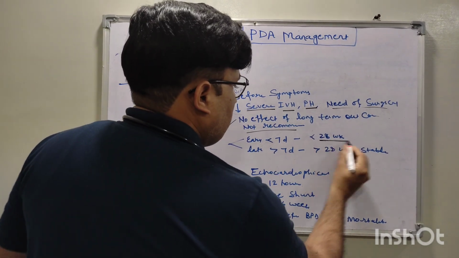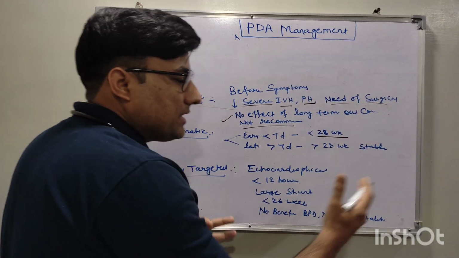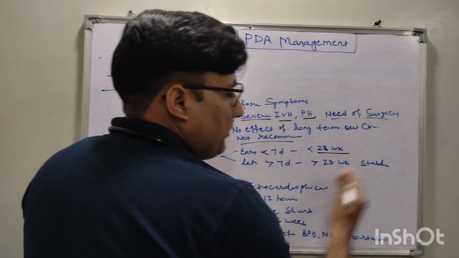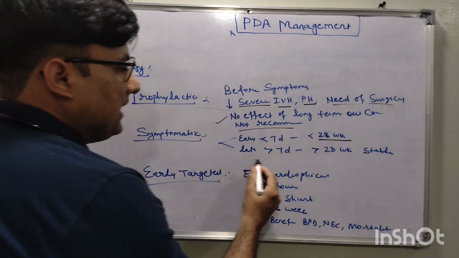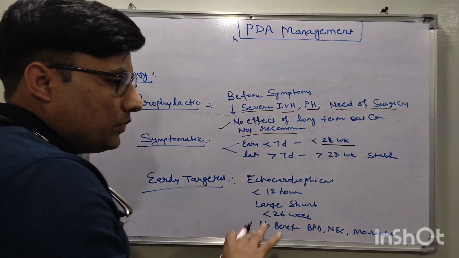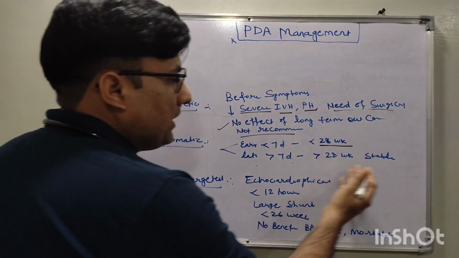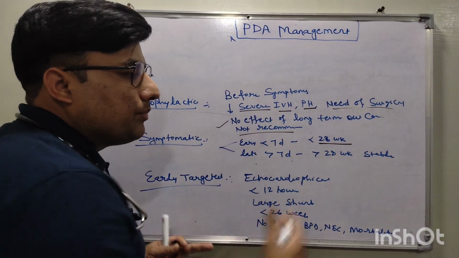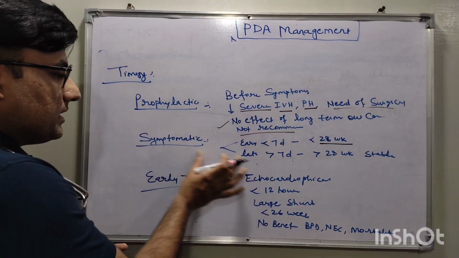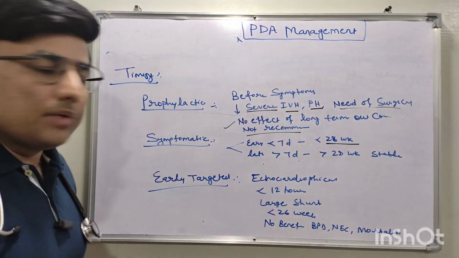The early approach we use in extreme preterm babies, extremely low birth weight babies and babies having shock and respiratory support dependency. The late approach we can use in more mature babies, more than 28 or 30 weekers, relatively stable babies having mild symptoms of the PDA. So we are closing after the appearance of symptoms.